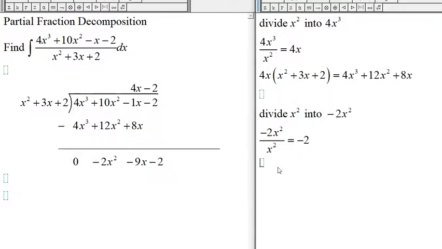So we need to do negative 2 times that. So we get negative 2x squared. And then negative 2 times 3 is minus 6x. And negative 2 times 2 is minus 4. So negative 2 times x squared is negative 2x squared, negative 2 times 3 is minus 6, and then negative 2 times 2 is minus 4. And then we'll subtract this from this.